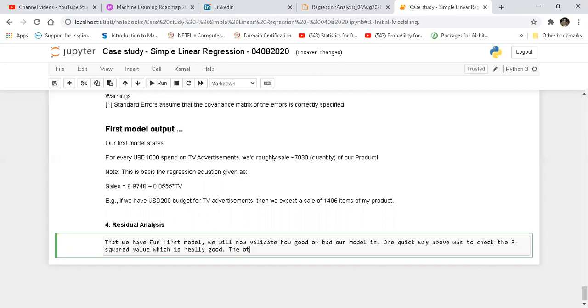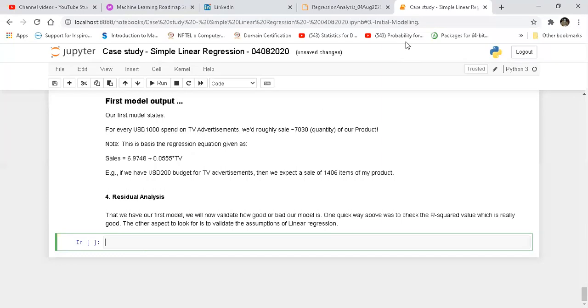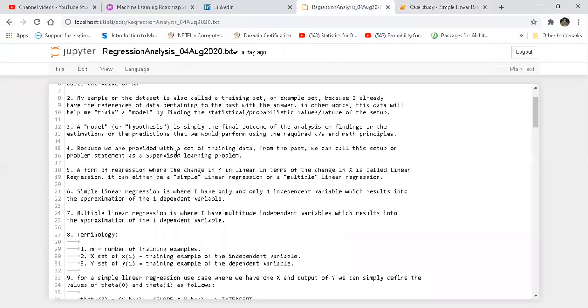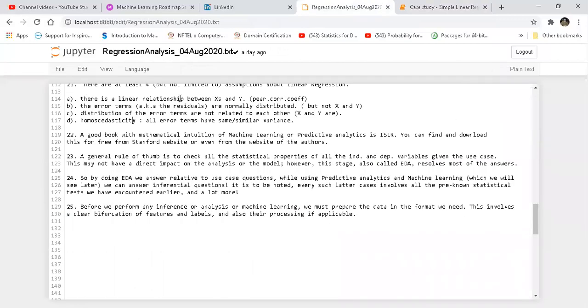The other aspect to look for is to validate the assumptions of linear regression. We had 4 assumptions, if you remember. Let me quickly go back and find where the 4 assumptions are. Here, there is a linear relationship between x and y. We have already seen this using our graphs, and we have already proved statistically that it is there as well.